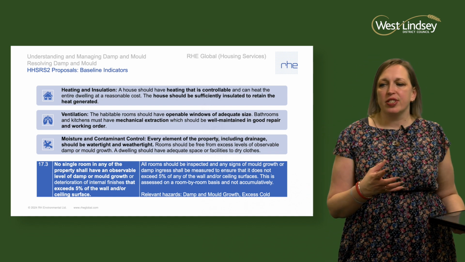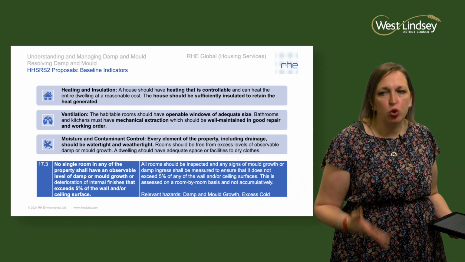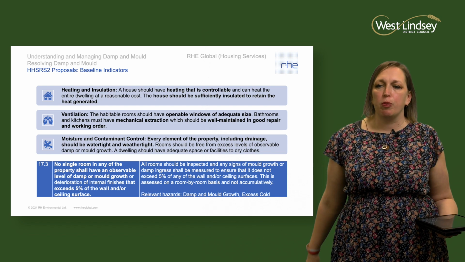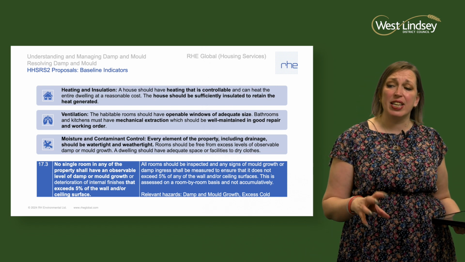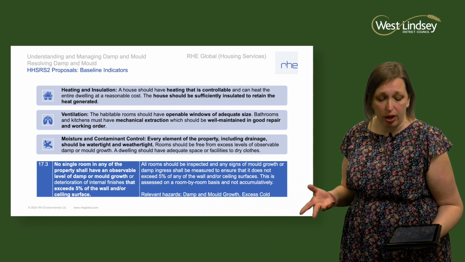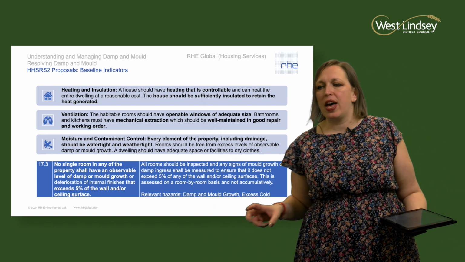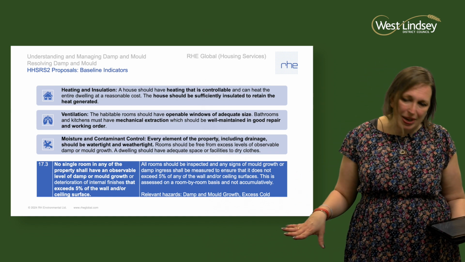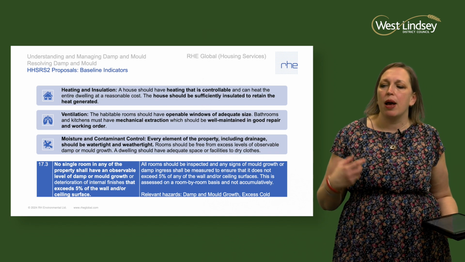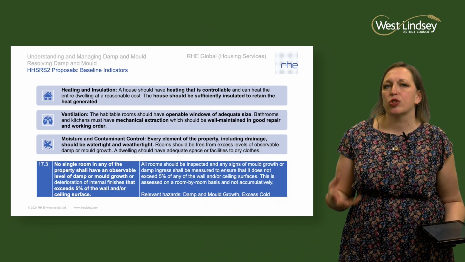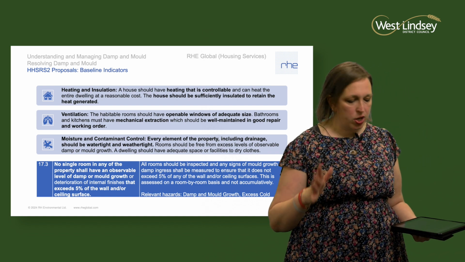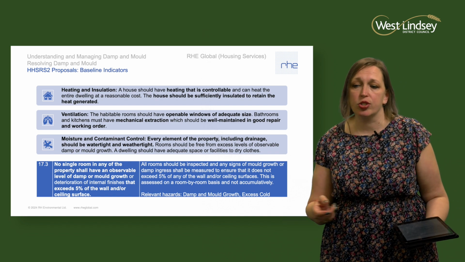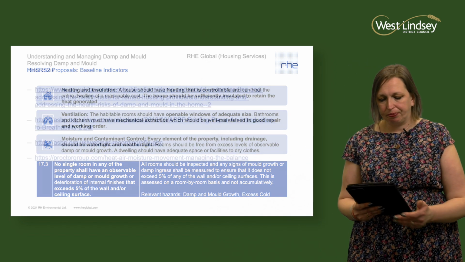And in terms of moisture and contaminant control, we're expecting properties to be watertight and weathertight, and rooms to be free from excess levels of observable damp and mould growth, and for their dwelling to have adequate space or facilities to dry clothes. And there's an example there in terms of that point about observable damp or mould growth. That's one of the baseline indicators that will be part of the new system. And you can see how that's relevant to damp and mould growth and excess cold. So you've got the baseline indicator on the left-hand column, and then some guidance around that in the right-hand column.